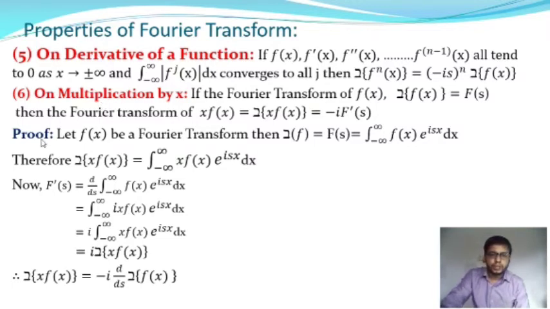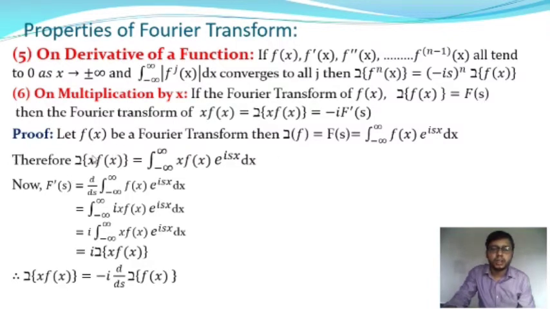So here is the proof. Let f(x) have a Fourier transformation, with f(x) defined in the interval minus infinity to plus infinity. Then the Fourier transformation of f(x) is F(s), equal to the integral from minus infinity to plus infinity of f(x) e^(isx) dx. This is the definition of the Fourier transformation, and from this we will get the Fourier transformation of the function x f(x).